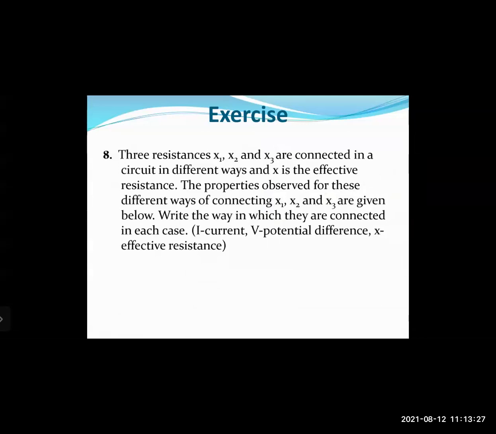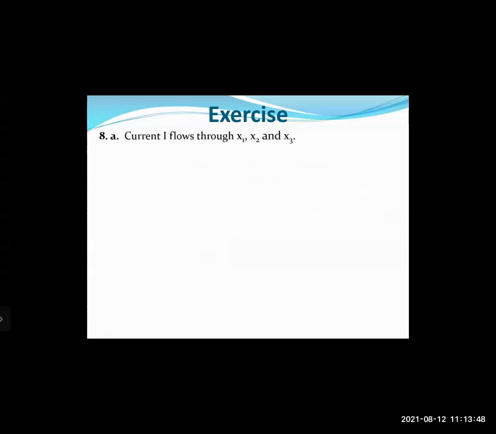So in the questions, they will give you certain conditions about what will happen when they are connected. Write the way in which they are connected in each case. That means we have to tell how they are connected, whether in parallel or in series. Here, I stands for current, V stands for potential difference, and X stands for the total effective resistance. Now let us go to the first question. What is written? Current I flows through X1, X2, and X3. That means the same current I flows through X1, X2, and X3.